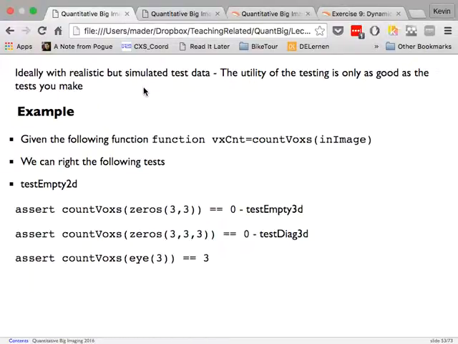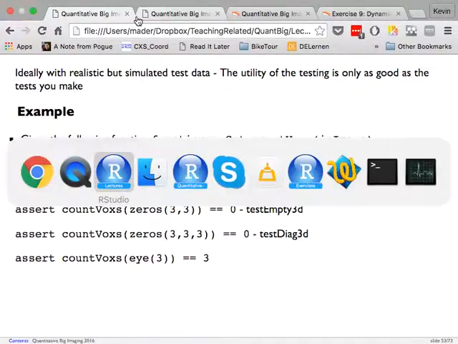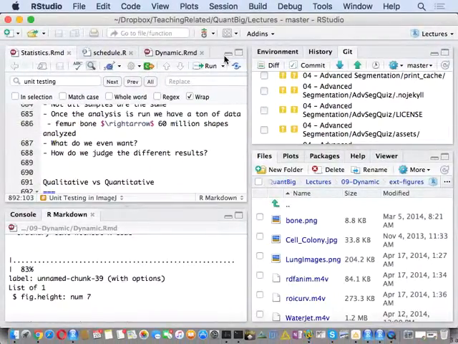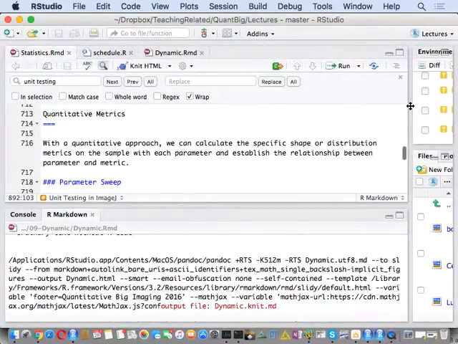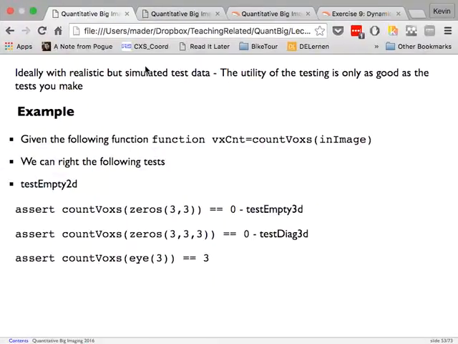And we have an example here of how this can look. If you had a function that you wanted to test called count voxels, and you give this count voxels function an image, and it gives you out the number of voxels in this image. So this would be a very simple example function to test.